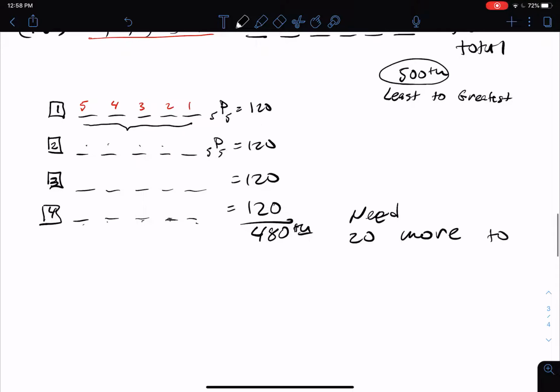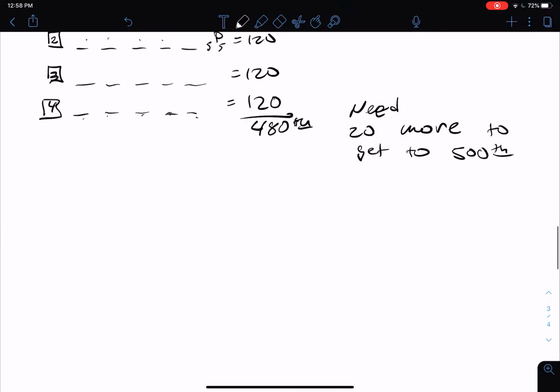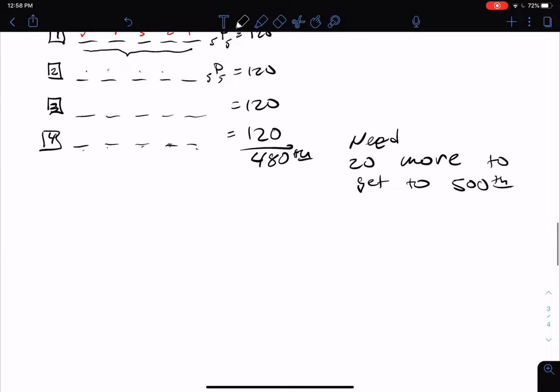That's to get to the 500th term. So this is how I went about that. Going from smallest to largest, the next set of numbers are going to start with 5. If I continue with this same process, I'm going to get another 120, which is going to put me at 600. That's way past. I only want 20 more.